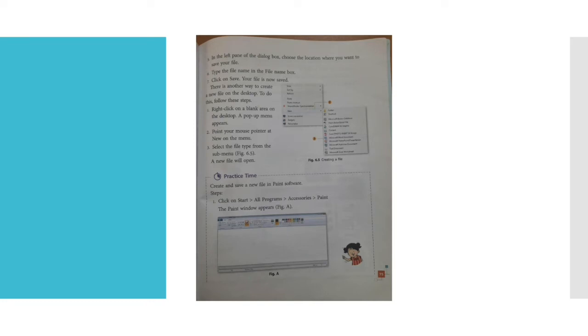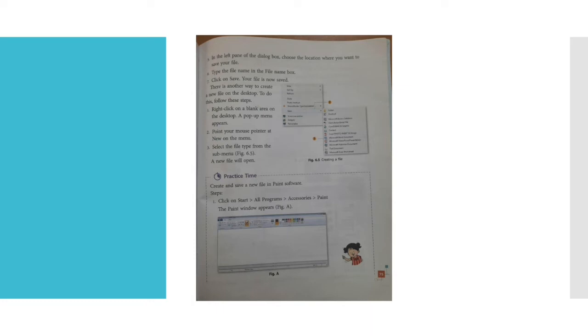There's another way to create a new file on the desktop. To do this, right click on the blank area of the desktop. A pop-up menu appears. Point your mouse pointer at the New option on the menu. So we have to go to New there.